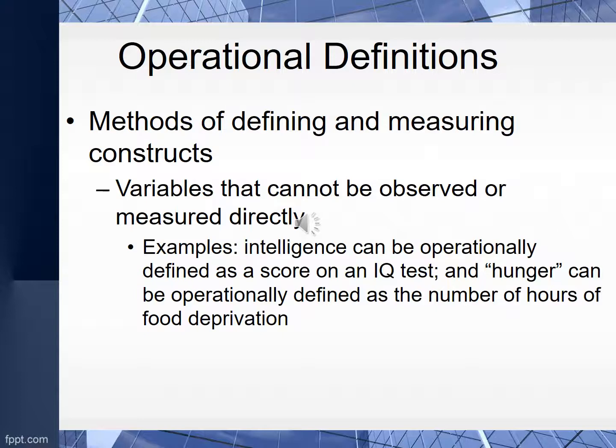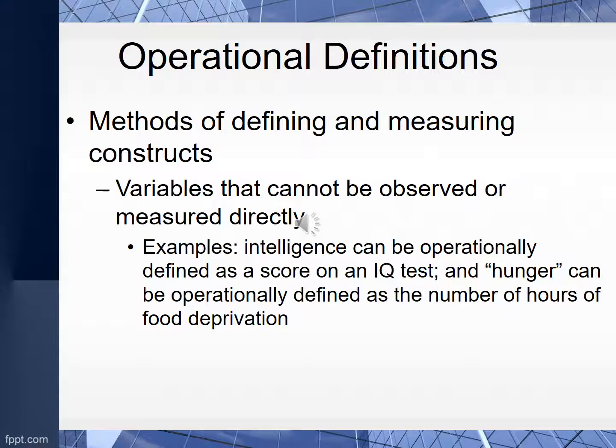Operational definitions are methods of defining and measuring constructs. The definition will help to determine how you're defining your variables and also what measurement tools you will use to measure these variables. Variables that cannot be observed or measured directly are important to consider.